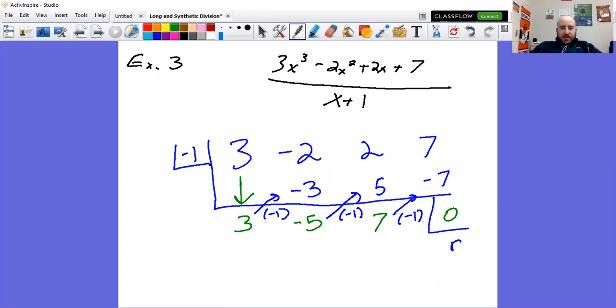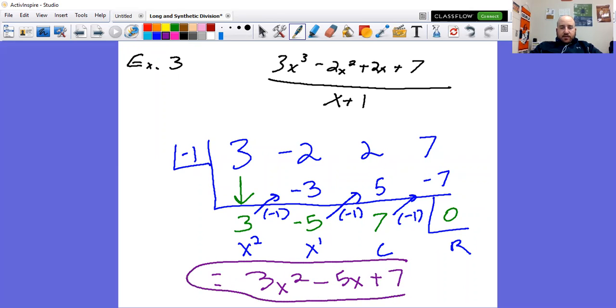So again, 0 is my remainder, 7 is my constant, -5 is the coefficient on x to the first, 3 is the coefficient on x squared. So that gives me, again, I'll put it in purple, 3x squared minus 5x plus 7. So when I divide 3x cubed minus 2x squared plus 2x plus 7 by x plus 1, I get 3x squared minus 5x plus 7. So there's example 3.